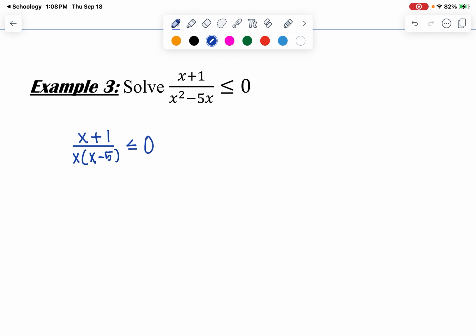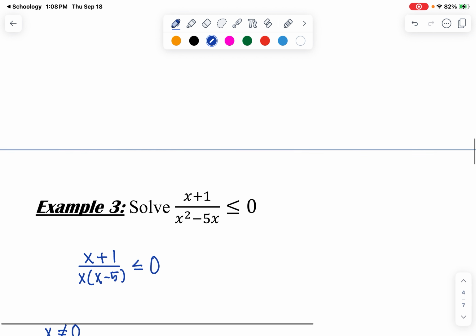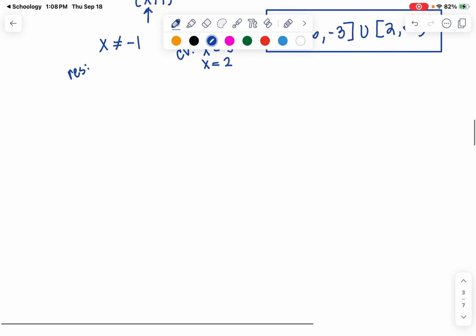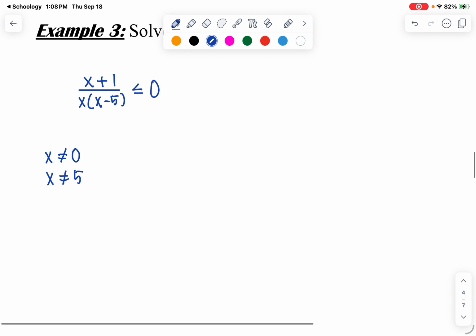All right, so our restrictions: set the denominator equal to 0 and solve. That's x can't be 0, x can't be 5. And if you just write your restrictions are x equals 0 and x equals 5, that's fine, because you're saying that they're restrictions, but I say can't be, so I remember to keep it open. And then my 0, or my critical value, is x equals -1. Okay, put those on a number line.